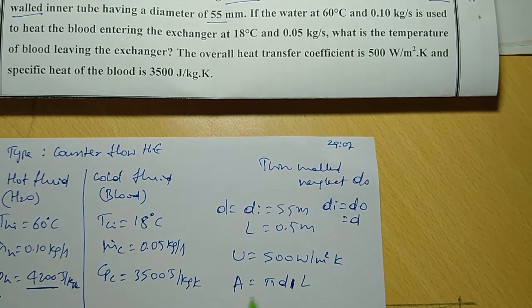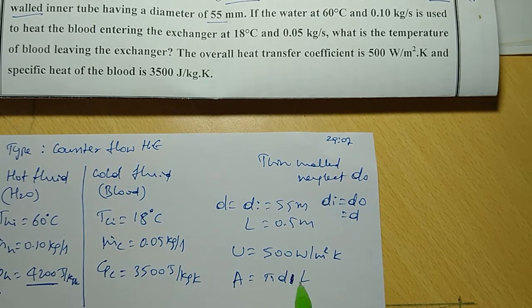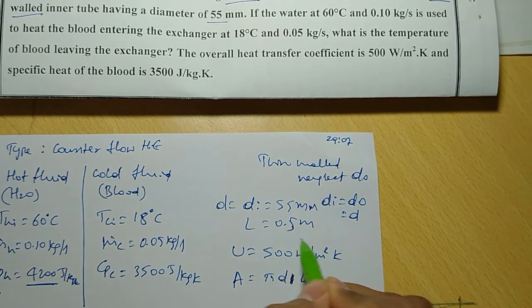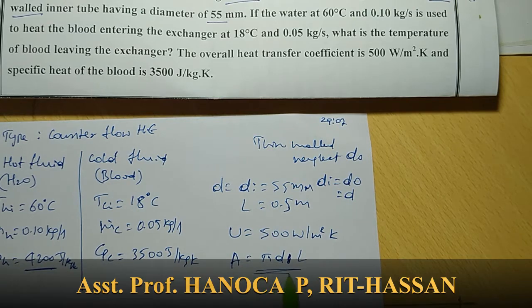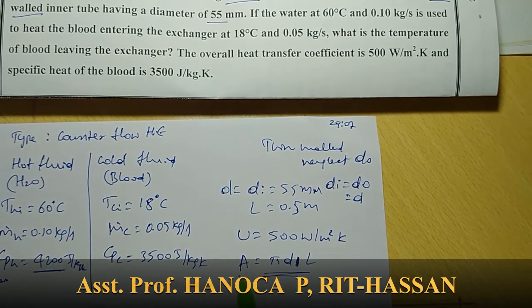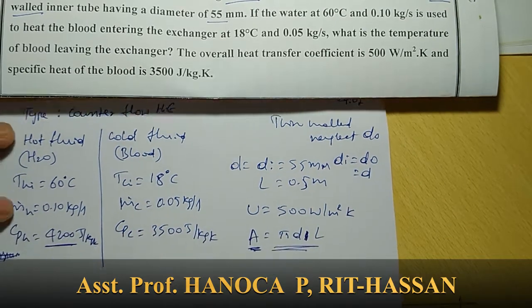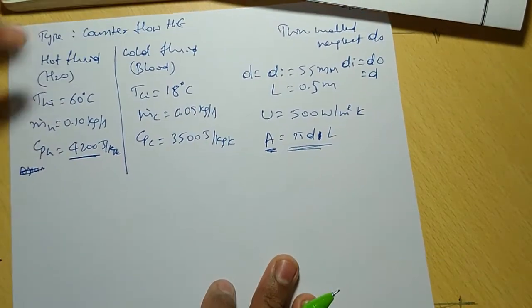So I will write A is equal to pi D L. Diameter is given 55 mm and length is 0.5 meter. Substitute the values, you find out the area. In this problem the area isn't given, but they give diameter and the length. I am just giving the hints, you should calculate this one.